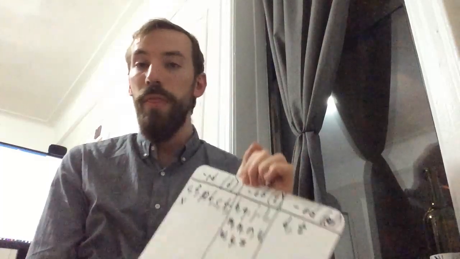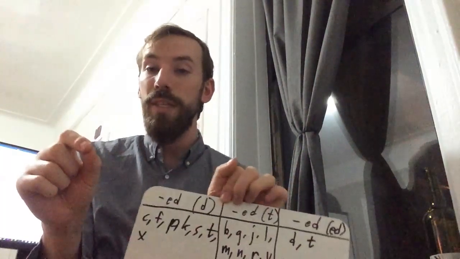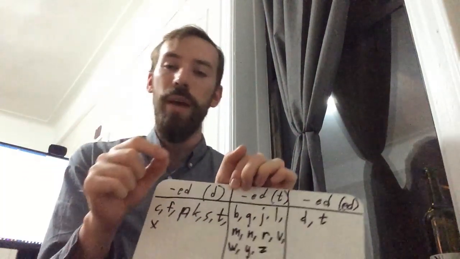But when I say T, T. You don't feel anything. There's no vibrations. There's no sound. That's no voice. So the letters, the consonants, either have that or they don't have that.